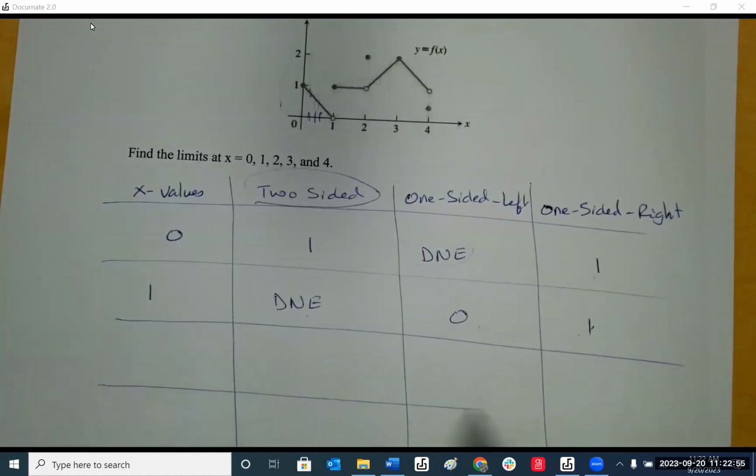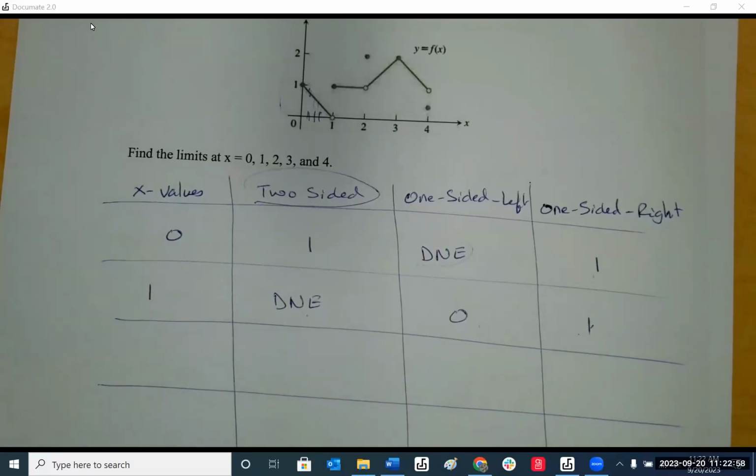So let's look at number 2. Do number 2. You see what you get from there.